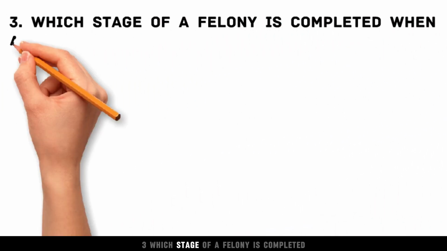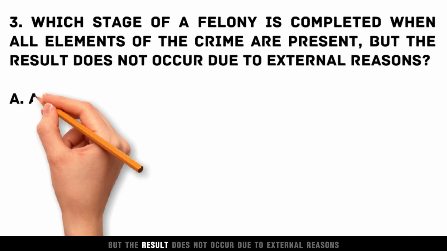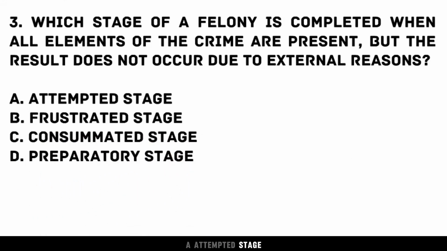3. Which stage of a felony is completed when all elements of the crime are present, but the result does not occur due to external reasons? A. Attempted stage. B. Frustrated stage. C. Consummated stage. D. Preparatory stage.